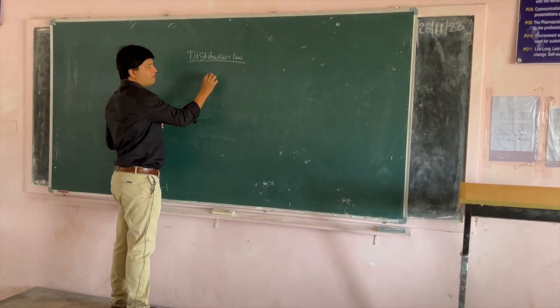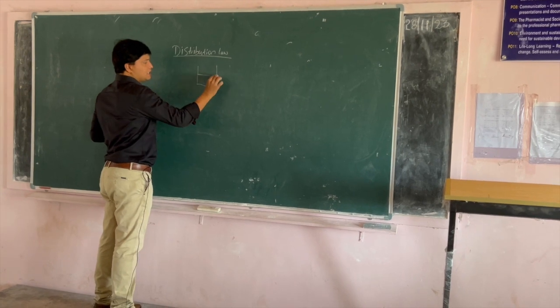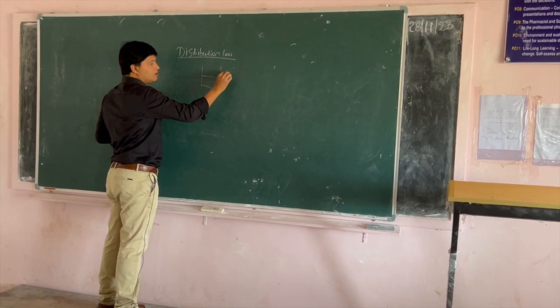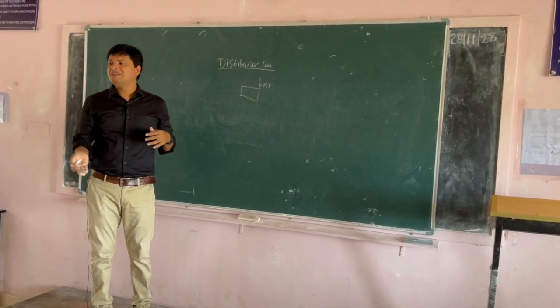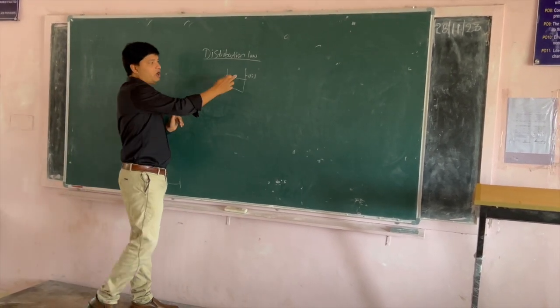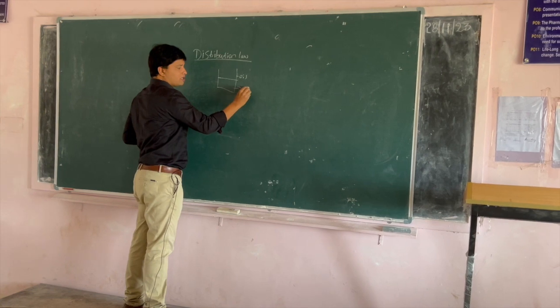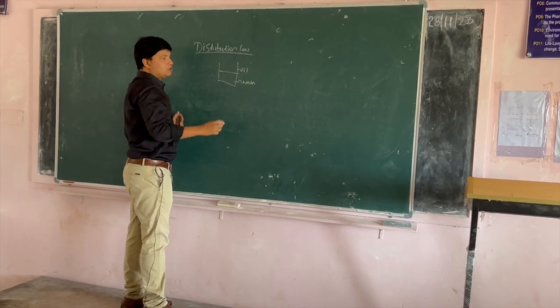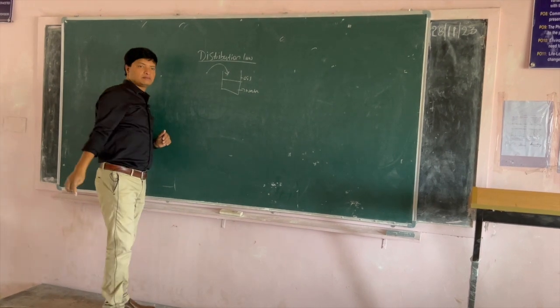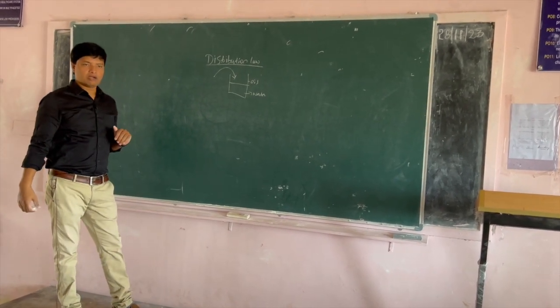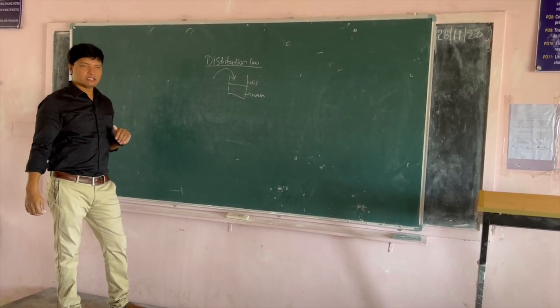So what the scientists found is, they took oil. I am writing oil upside. Why? Because generally oils have less density. So I am writing oil here. This is water. They took oil and water and they added a solute.